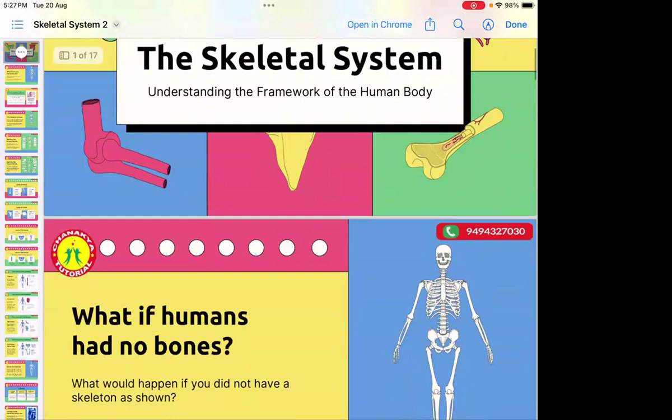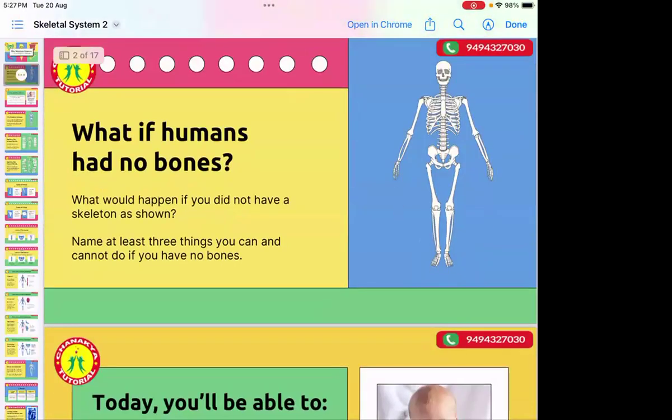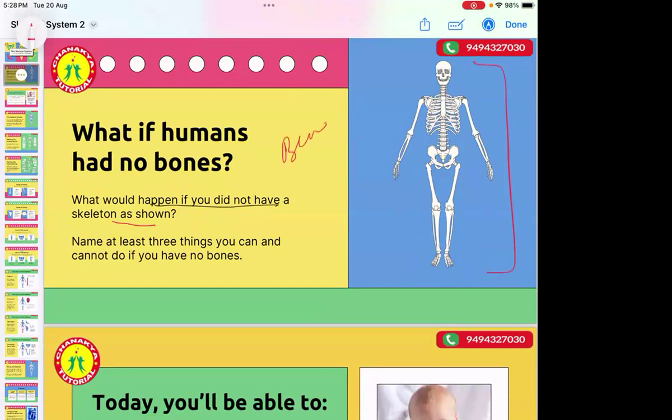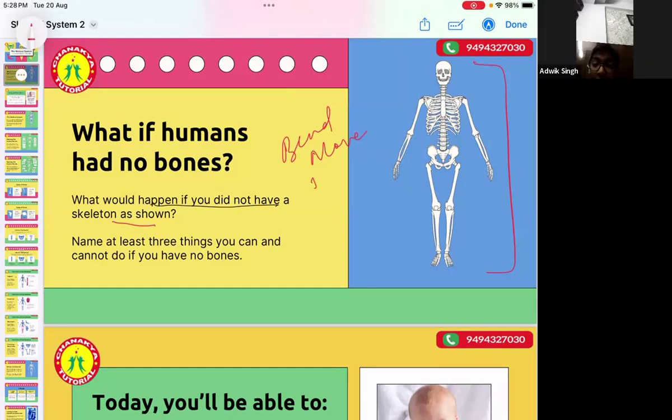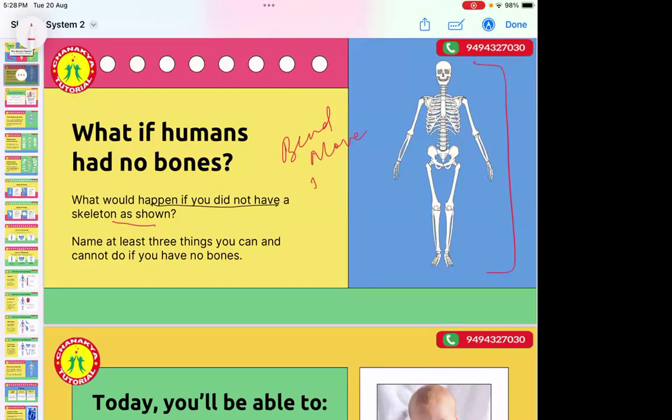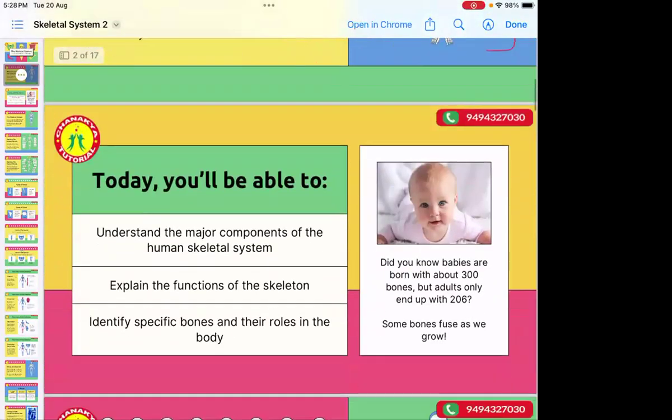So the skeletal system is basically the framing of the body, how our body is framed. Different parts are there. What if humans had no bones? What would happen if we do not have a skeleton as shown? We will not be able to bend, we will not be able to move, we will not be able to jump. So no movement will be allowed, right? Ma'am, we will be kind of paralyzed. Correct. We will be kind of paralyzed. So if we do not have bones, then we will not be able to do any kind of activity.